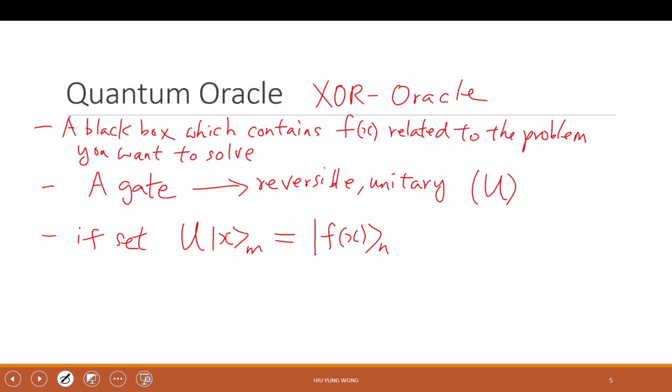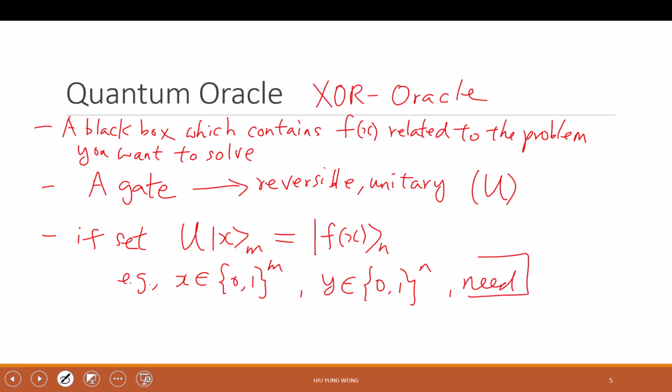So for example, you may say x, I just pick x from the binary numbers, and it has m qubits. Y from the binary numbers has n qubits. But this is very important: n must equal m to be reversible.